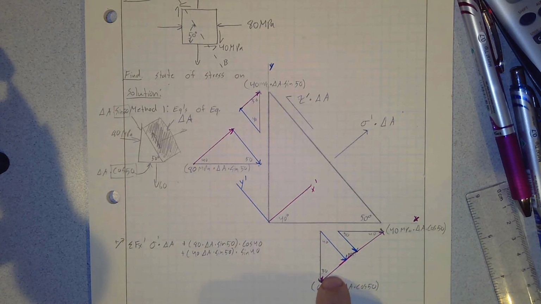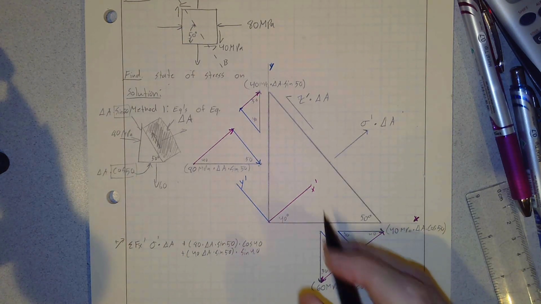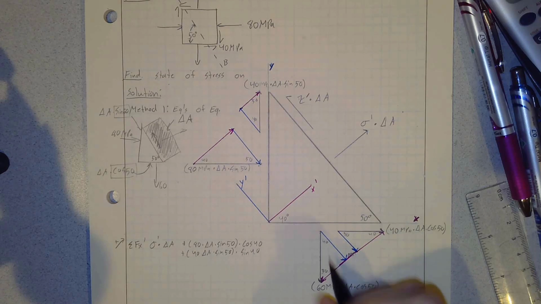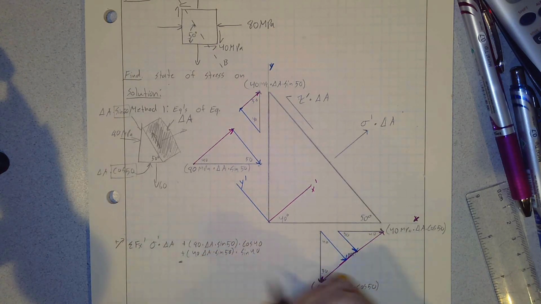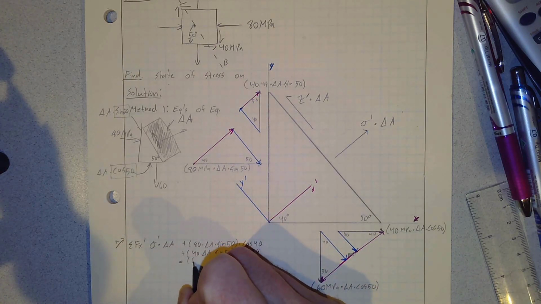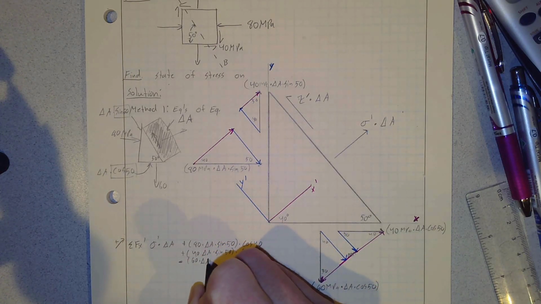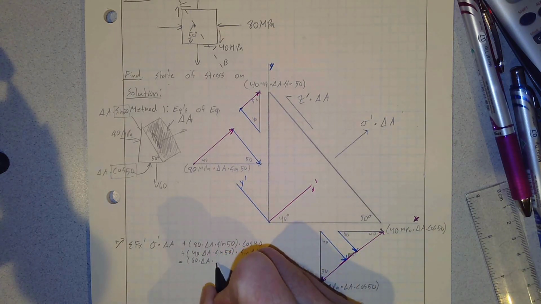So on this one, if we look at the normal force, the component of the normal force that's parallel to x prime, we can see it's going in the negative x prime direction. Its vector head is down here, so I'm going to do minus. Its magnitude is 60 times delta A times cosine 50.